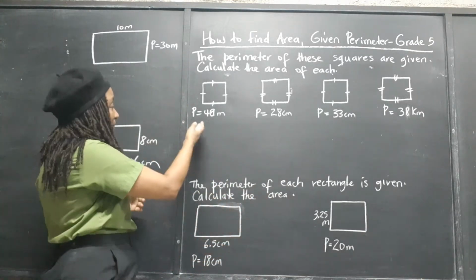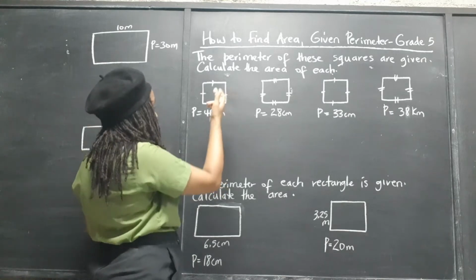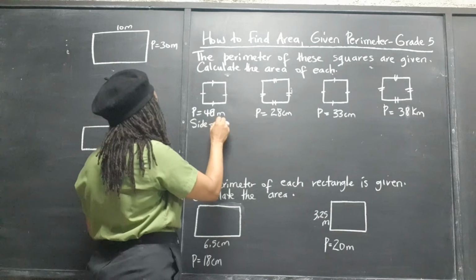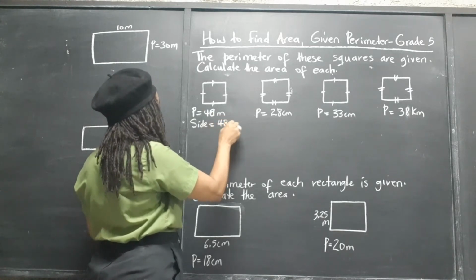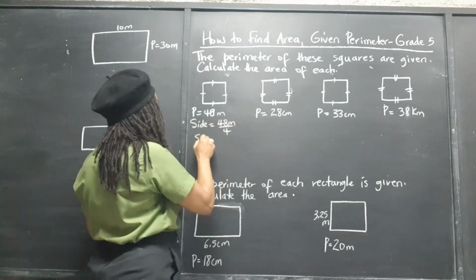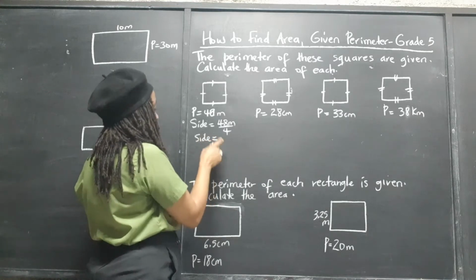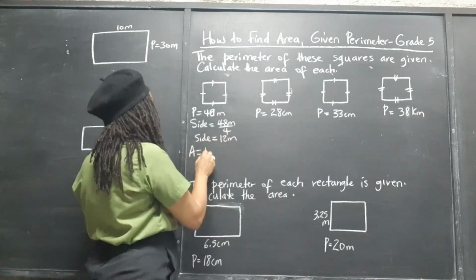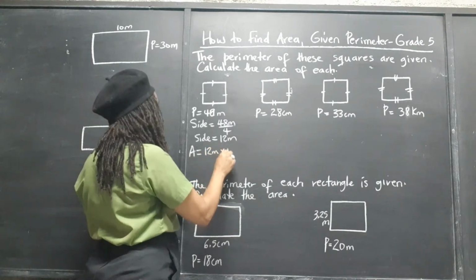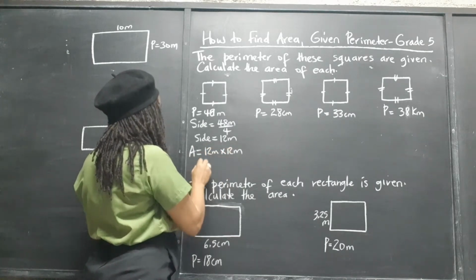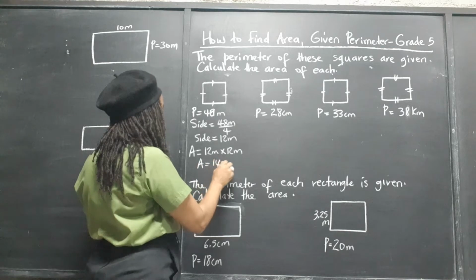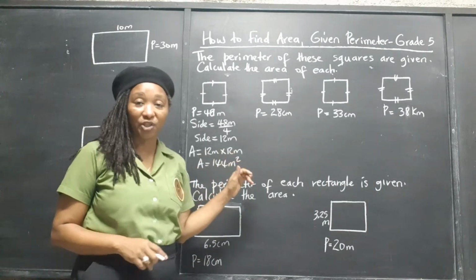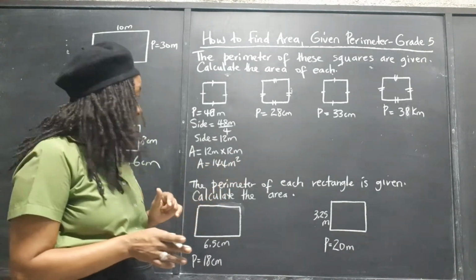So since the perimeter would be the side times 4, then the side would be the perimeter divided by 4. So each side of this square is 12 meters. So the area then is the side times itself, which is 144 meters squared. Remember, area is measured in square units.